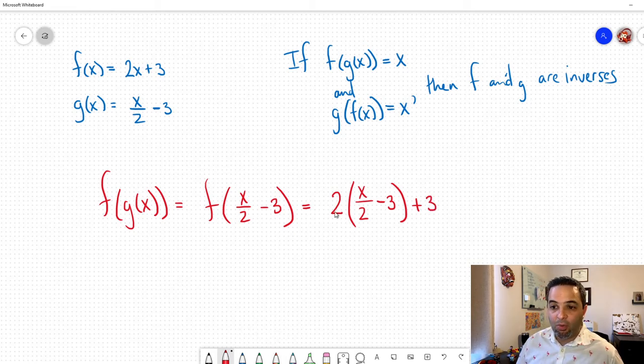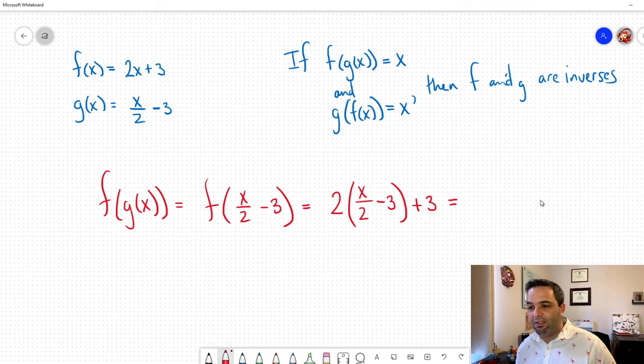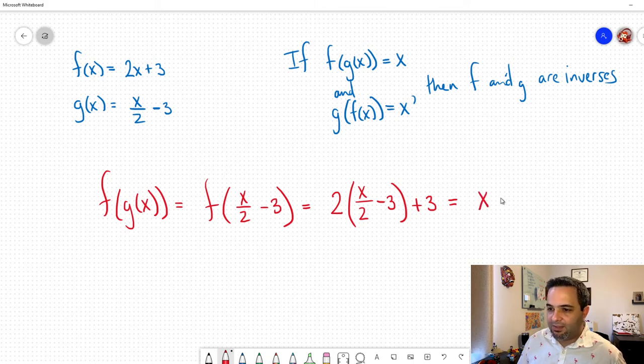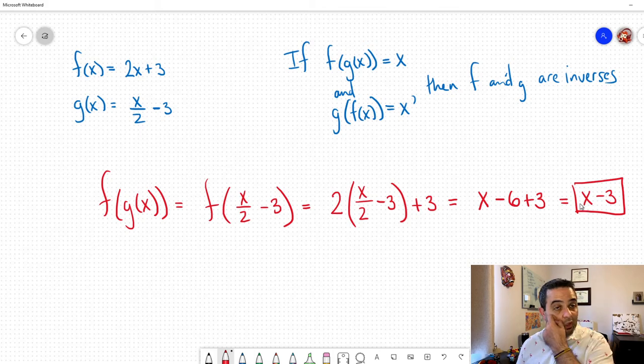Now I'm going to simplify this out. Again, this is the setup. Now we're going to do the cleanup because I want to see, do I end up with x when I finish this? So I'm going to distribute the 2. This becomes x minus 6 plus 3, and then we end up with x minus 3. So this is our final expression for f of g of x. Is this x? No, it's not. We ended up with x minus 3.